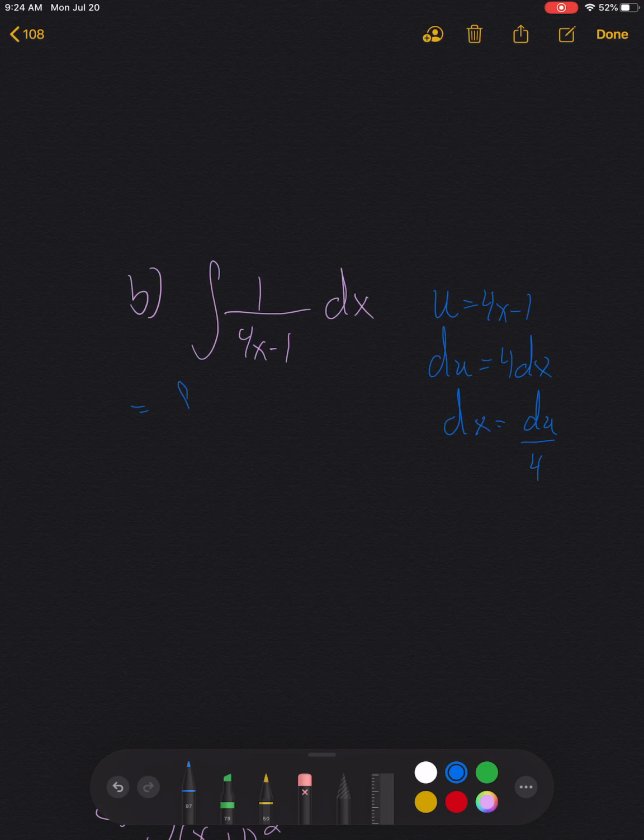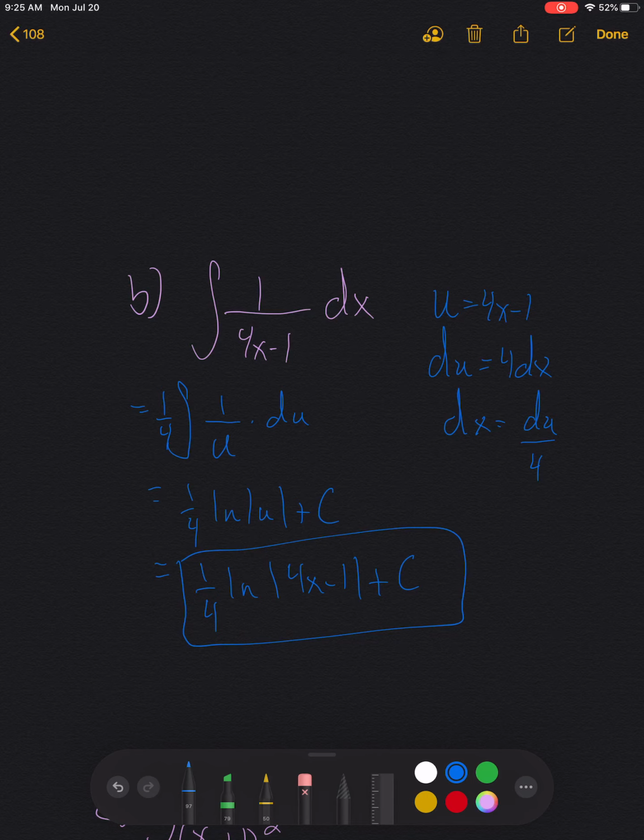This allows us to then rewrite the integral as 1 over u. dx was du over 4, so I'm going to write that as du, and I'm going to pull the 1/4 out in front of the integral. And so I have 1/4 natural log absolute value u plus c. The absolute value of u, we then need to substitute back in that u is 4x minus 1, plus c. And that's it there.